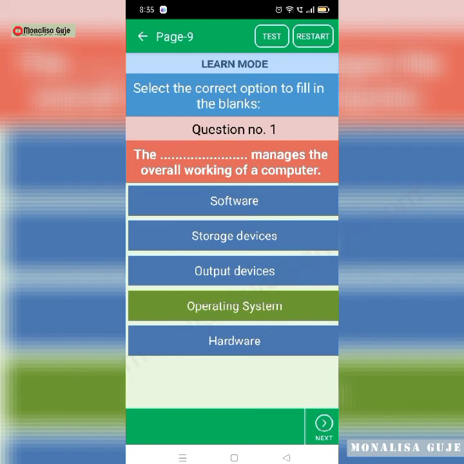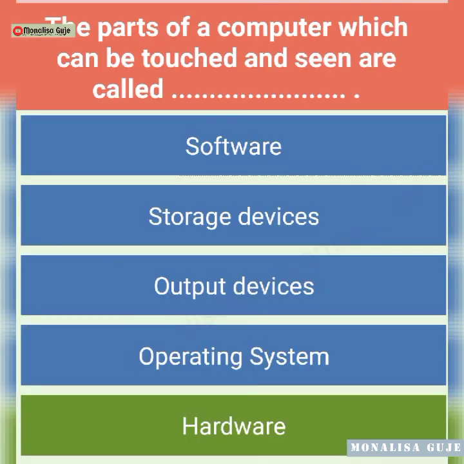Now let's do the exercises. Exercise number 1. Select the correct options to fill in the blank. First one, the dash manages the overall working of a computer. Answer is operating system. Second, the parts of the computer which can be touched and seen are called hardware.